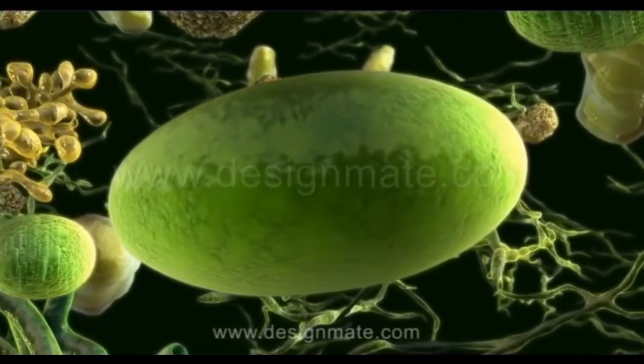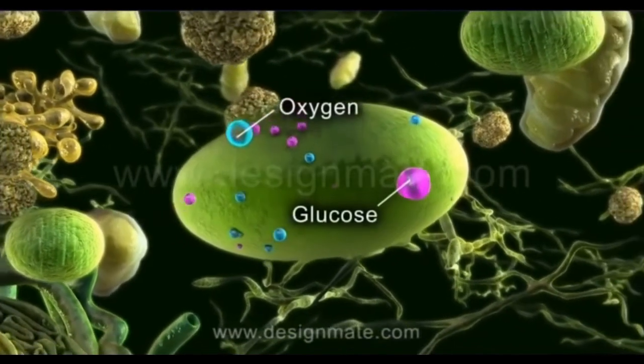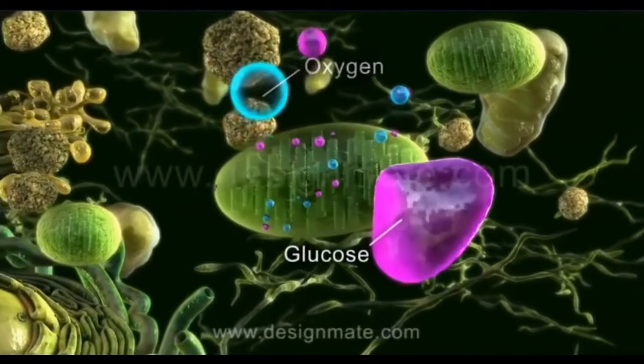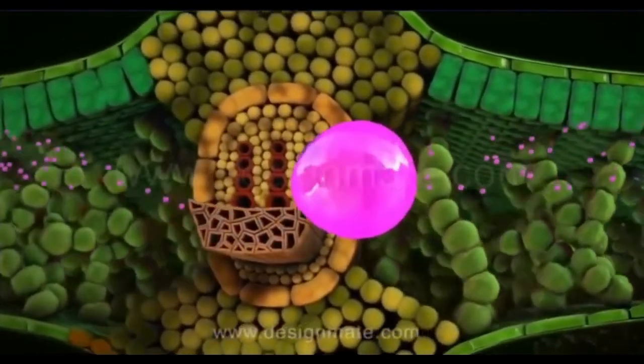These oxygen and glucose molecules. Oxygen goes out. The glucose is transported through other specialized tubes to all parts of the plant, aiding in their growth.